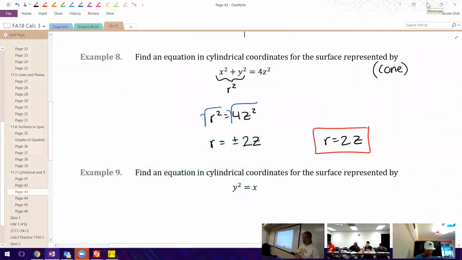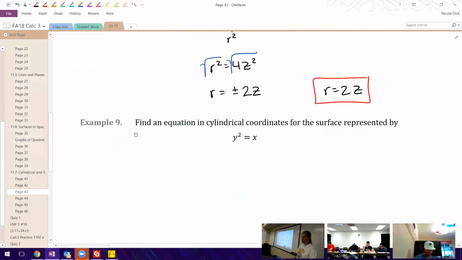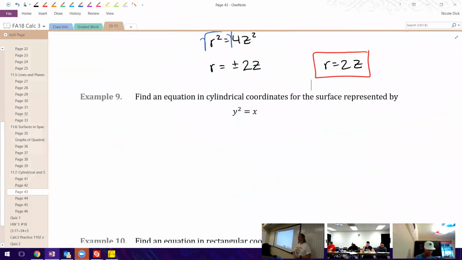All right, example 9: find the equation in cylindrical coordinates, which again means r, theta, and z, for the surface represented by this. What's the graph of this look like? x equals y squared? Parabola. Parabola, and which direction is our parabola opening? Along the y axis, off to the right. Okay, so we know the graph of this one, and we don't need to pull it up with Desmos.